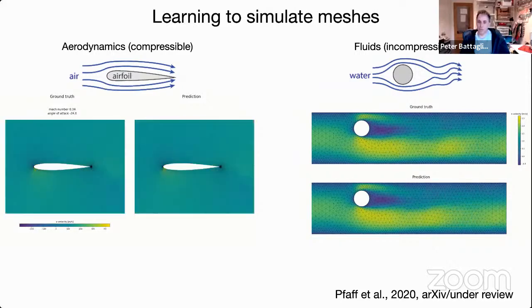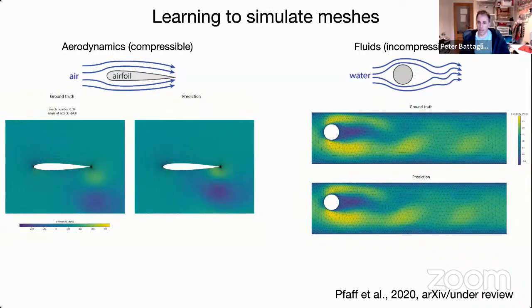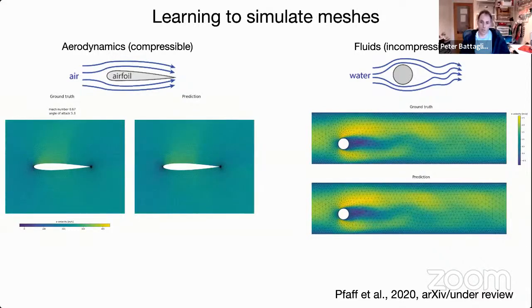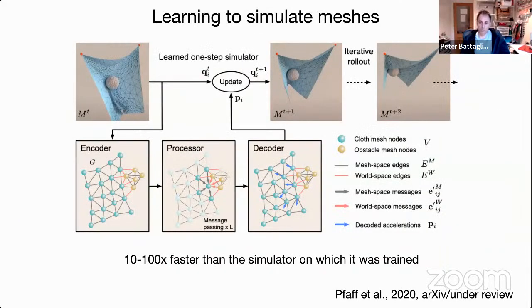Well, I had said that at the beginning: why bother even doing this at all? Why bother learning simulators? I gave two reasons. One is that you hope to strike better speed-accuracy trade-offs. Again, this simulator was 10 to 100 times faster than the ones it was trained on, so that's good. Another one is we're starting to train models on real data so that you don't even need a simulator.